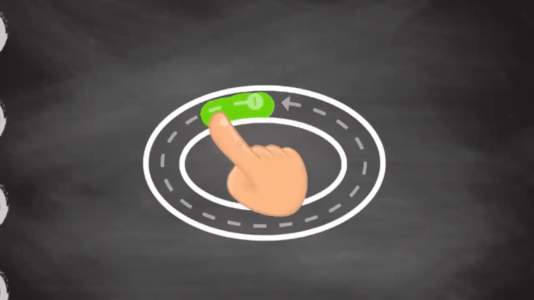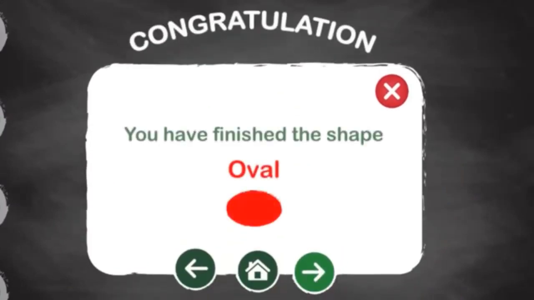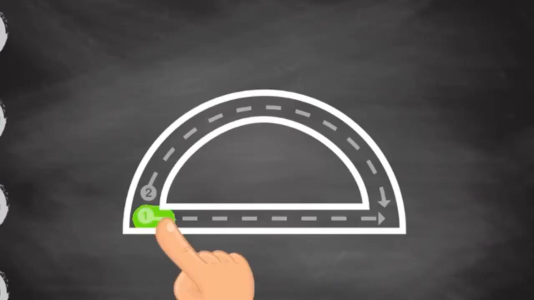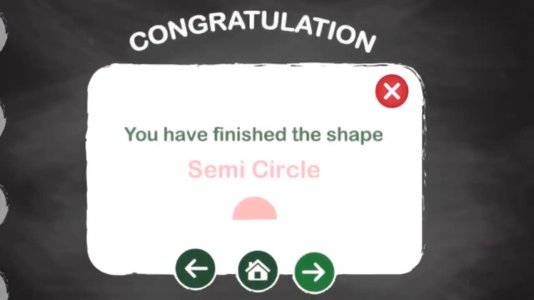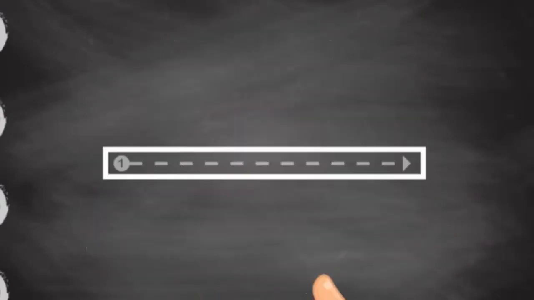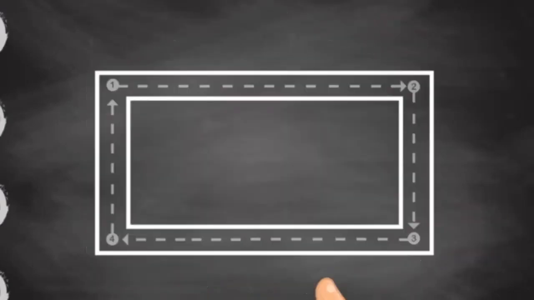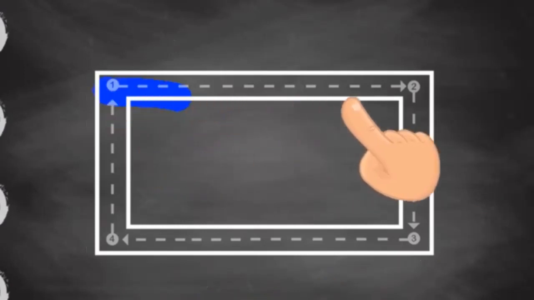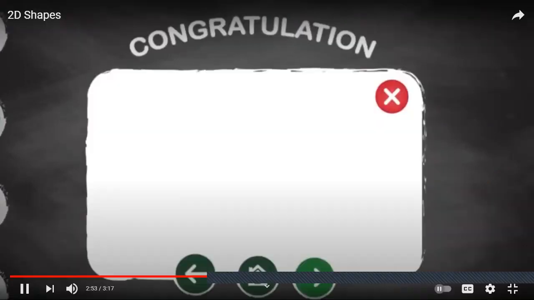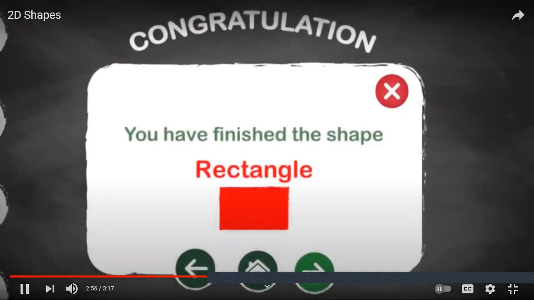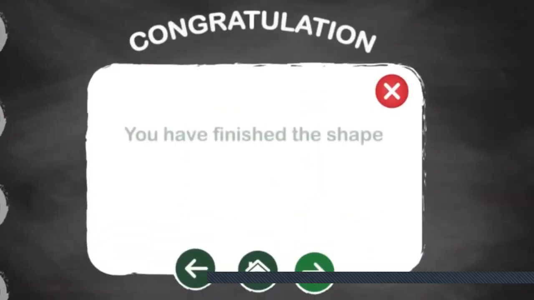Oh, that one is easy. A one stroke. That's an oval. That's an oval. That's easy too. It's like a D upside down. That's a semicircle. That's a one stroke, a line. This one has 4 sides, but it's not a square. What is it? It's a rectangle. Oh, that's interesting. A curved line. It's a zigzag.